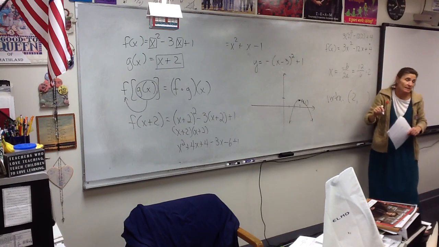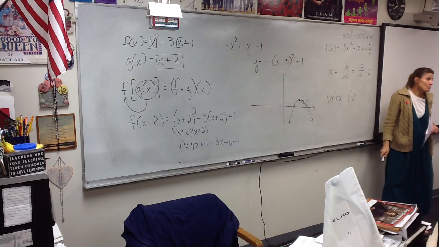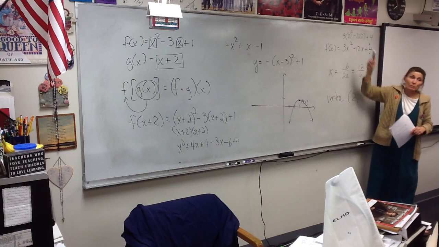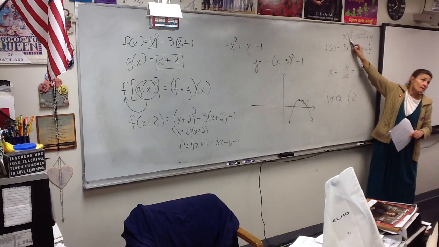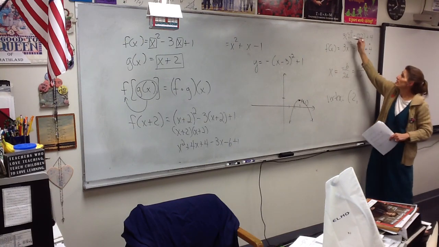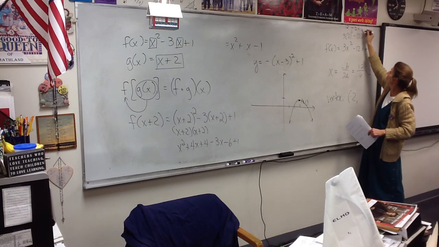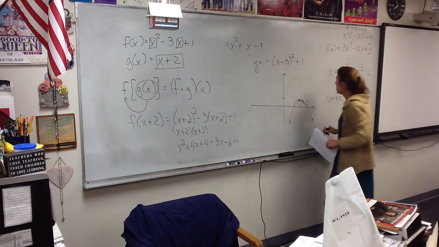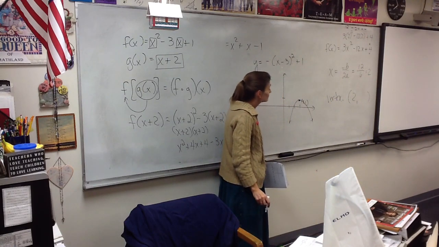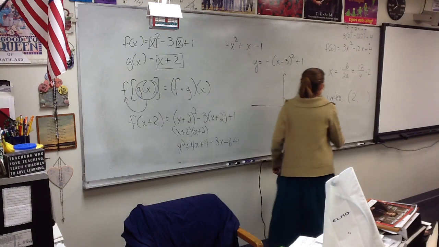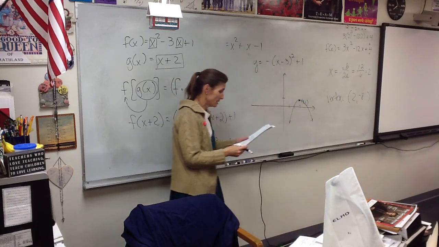Now let's not be silly. 3 times 2 squared. What do we do first? Do we multiply or do we do exponents? Exponents. So this is going to become a 4 times 3 is 12, minus 24 plus 4. What's 12 minus 24 plus 4? Negative 8. So your vertex is at 2 comma negative 8.